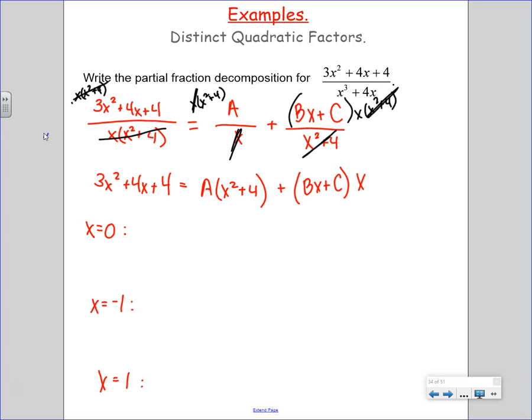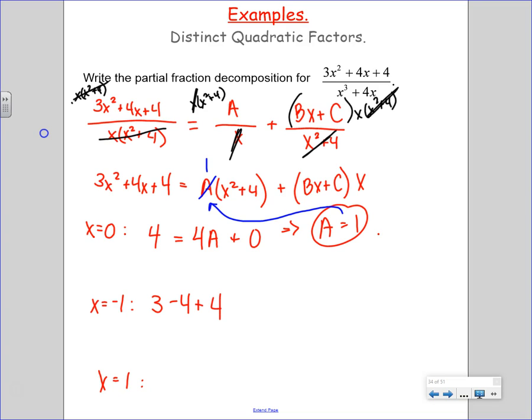If I plug in 0, I get 4. Plug in 0 over here: 0 squared plus 4 is 4A. And then plug in 0 here. Remember, the nice thing about zeros is they usually get an answer. Ha! What am I going to do with them? I still have 2 unknowns. All right. -1 squared plus 4 is 5.